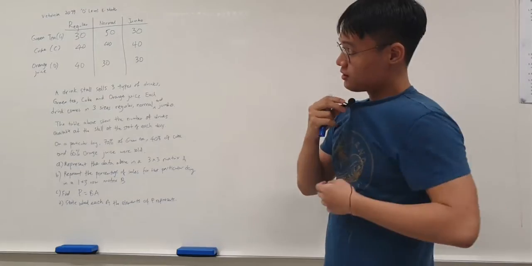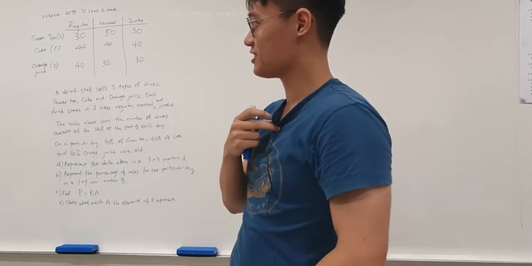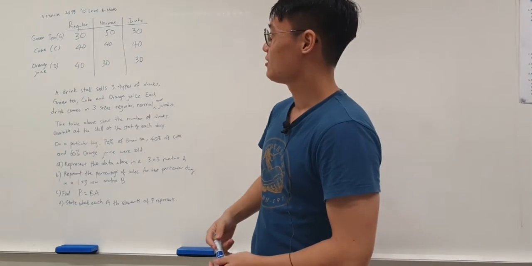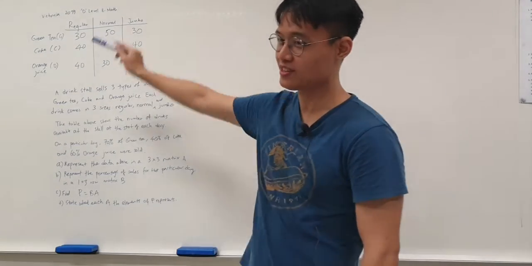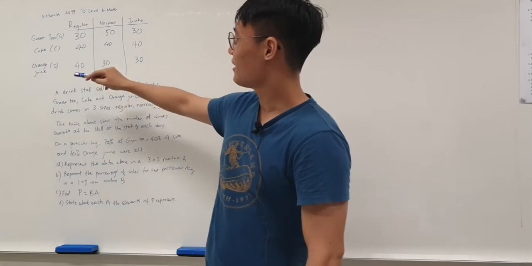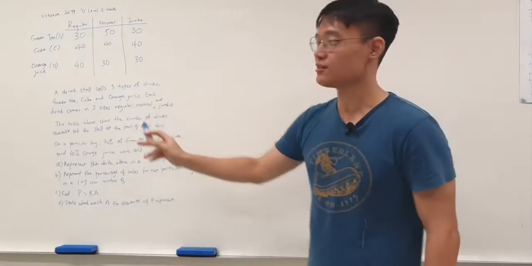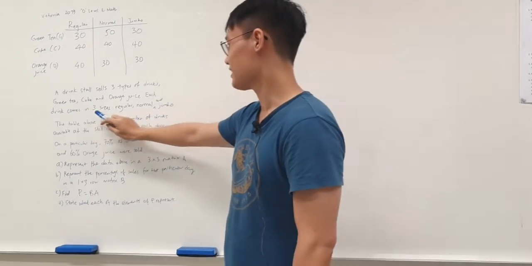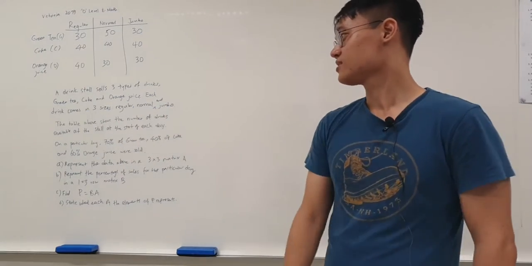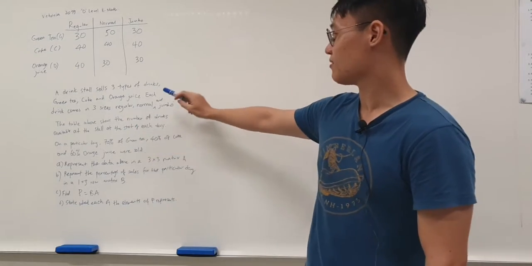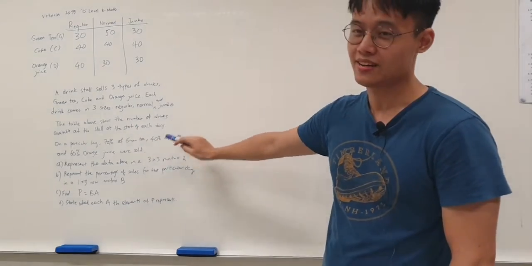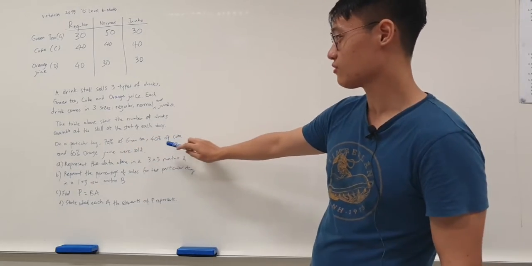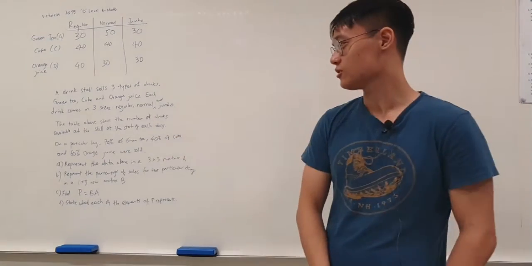Okay, so today's question is a very refreshing question. It's a question of green tea, Coke, and orange juice. Today we have this question, O-Level E-Maths Victoria 2019. This drink store sells 3 types of drinks: green tea, Coke, and orange juice. Each drink comes in 3 sizes: regular, normal, and jumbo size. The table above shows the number of drinks available at the store at the start of each day. On a particular day, 70% of green tea, 40% of Coke, and 60% of orange juice were sold.